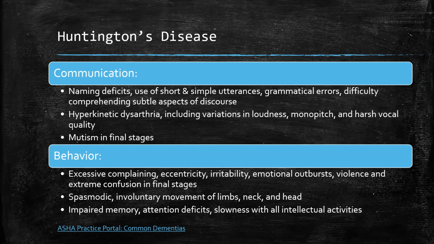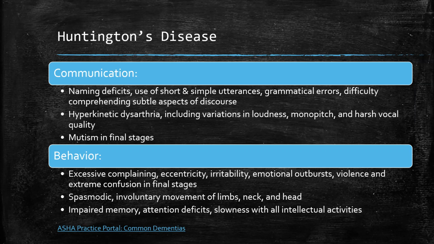This person may present with hyperkinetic dysarthria. They will have variations in their loudness. They will be mono-pitch and oftentimes a very harsh vocal quality. In the final stages of Huntington's disease, typically that person is no longer able to communicate.